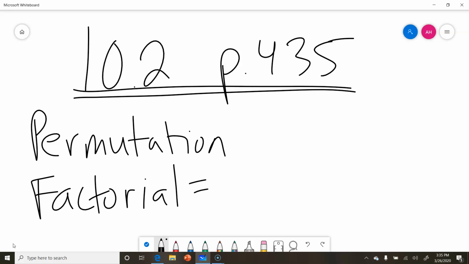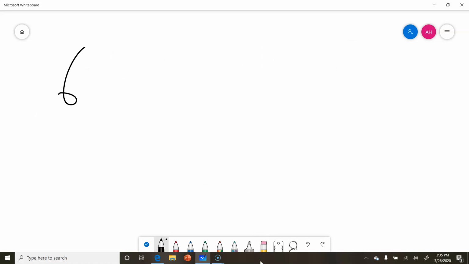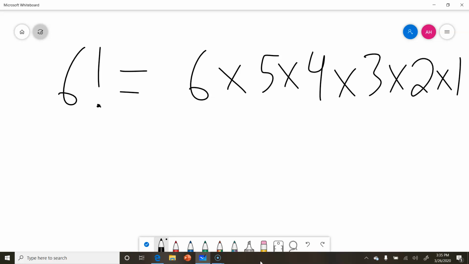And the way that's written is that you have any number and then an exclamation point. So you could have 6 exclamation point, 7 exclamation point, 13 exclamation point. What that means, as you will see here, is if you need to finish writing that down, go ahead. I'm going to go on to my next screen. If we have 6 exclamation point, what that equals is 6 times 5 times 4 times 3 times 2 times 1.